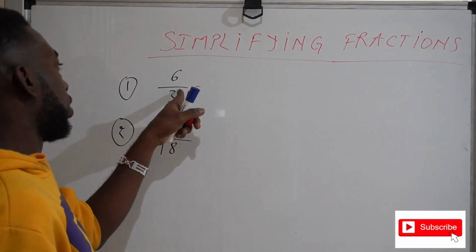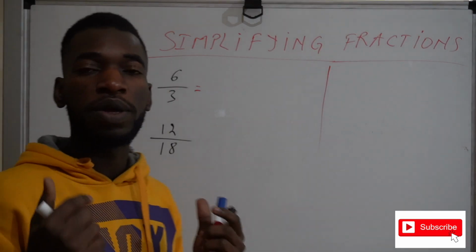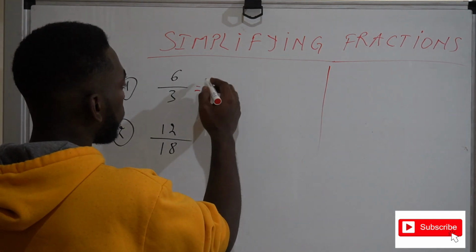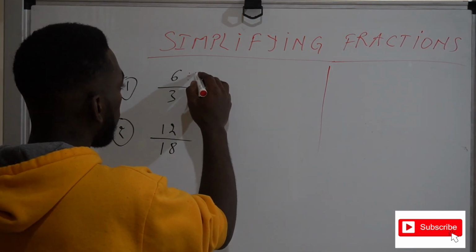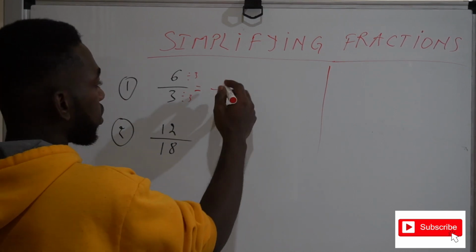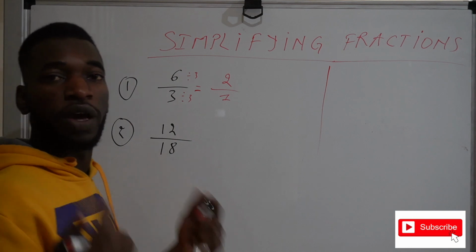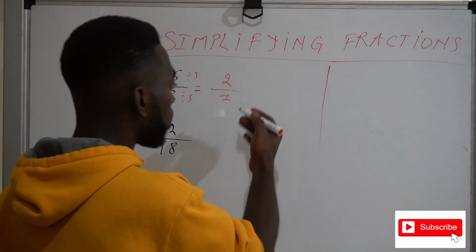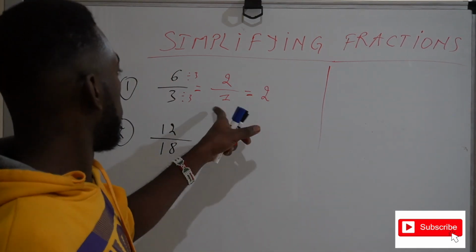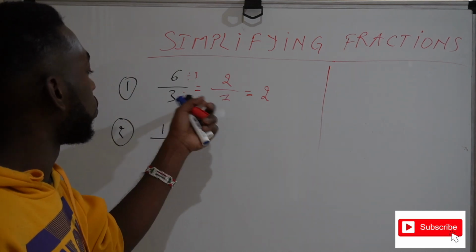I'm going to use two methods, so that people actually understand what's going on. The first method is to divide by 3 here and divide by 3 here. What this gives me is 2 over 1, right? And any number divided by 1 is always that number itself. So the answer is 2. This is straightforward if you have never seen this method before, but this is how you could simplify this.